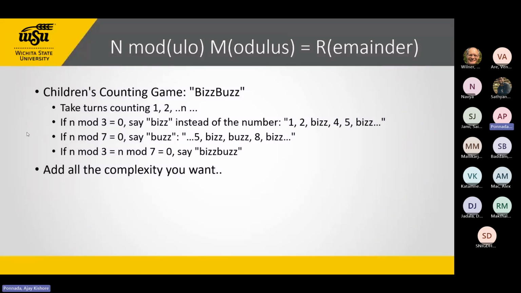I'm gonna type Biz. That's right. It's not Biz Buzz yet. What is Biz Buzz? Biz Buzz is gonna be the number that's gonna divide by 3 and 7.